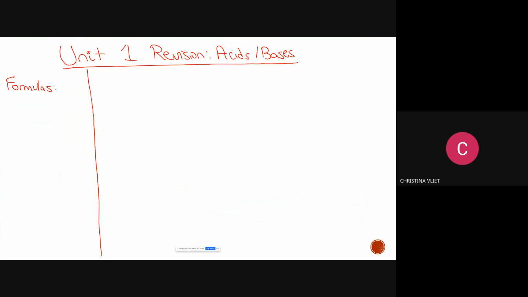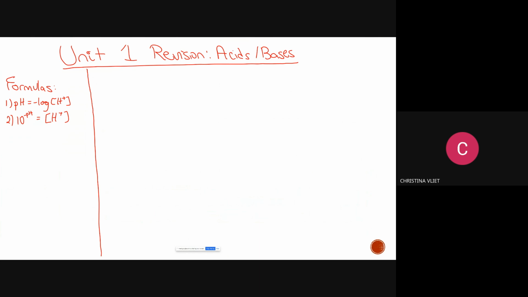Starting with pH, your first formula. pH equals negative log of what? The concentration of H plus. Number 2, the opposite of that. 10 to the negative pH is what? The concentration of H plus.